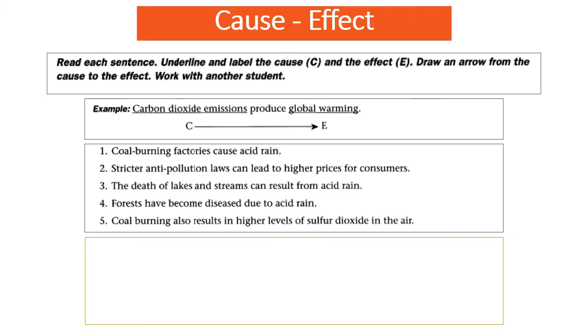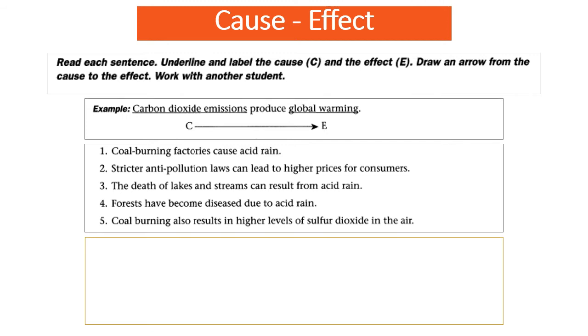Now let's do this cause-effect exercise. Okay, look at here. Read each sentence. Here I have 5 sentences, and after that decide which is the cause and which is the effect. You can write C for cause and E for effect. And after that you can draw an arrow from the cause to the effect. Look at the example here.